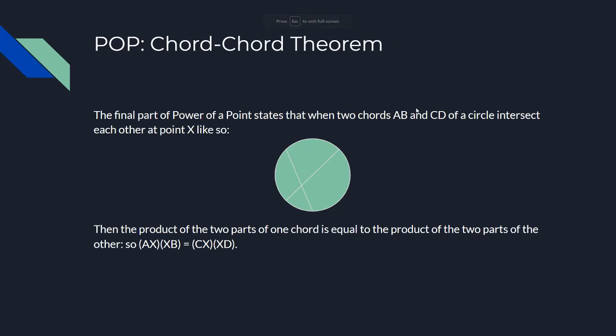And finally, we have the chord theorem. This part of power of a point states that when two chords AB and CD of a circle intersect each other at a point X, then the product of the two parts of one chord is equal to the product of the two parts of the other. So AX times XB equals CX times XD.